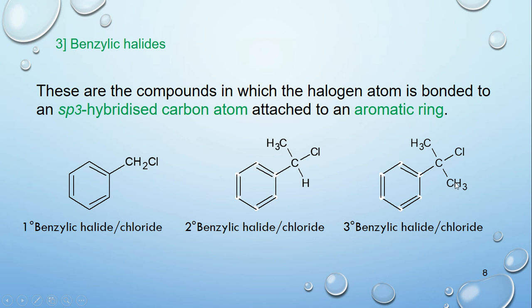Tertiary because two alkyl and the third one is aryl. Secondary benzylic halide because it is attached to one alkyl and one aryl. And primary benzylic halide because it is only attached to one aryl.